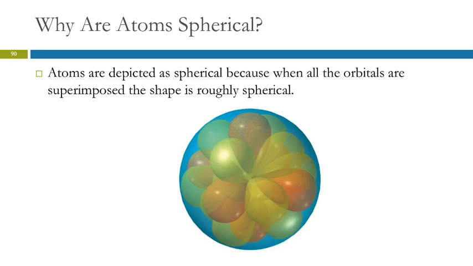So all those weird balloon shapes are the regions in which the electrons are found. The electrons are what take up most of the space of the atom, and we've been drawing atoms as little balls, right? And we think of atoms as being spherical, and they pretty much are. How are they spherical when we've got all these weird balloon shapes going on? If we superimpose all the balloon shapes, we get a roughly spherical atom.